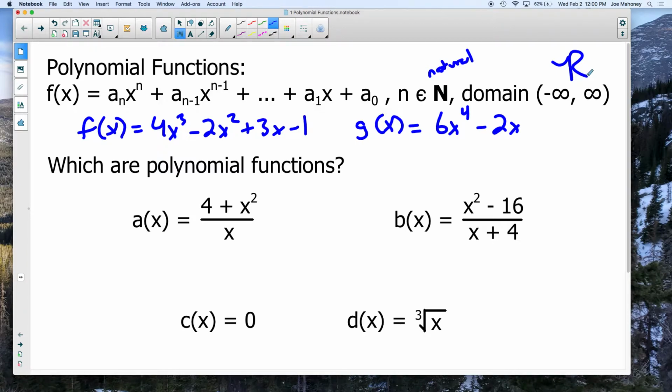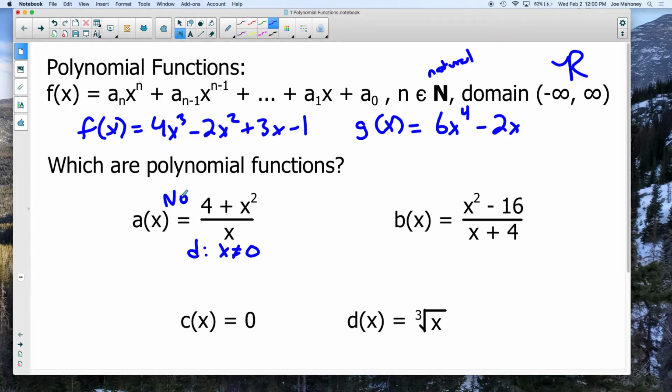Alrighty, well, let's take a look at some of them. So first, we start with function A. We got a problem right off the bat because we know that we can't divide by 0. So for this one, the domain is that x can't be 0. And that violates our domain of all real numbers. So right away, this is not a polynomial function.